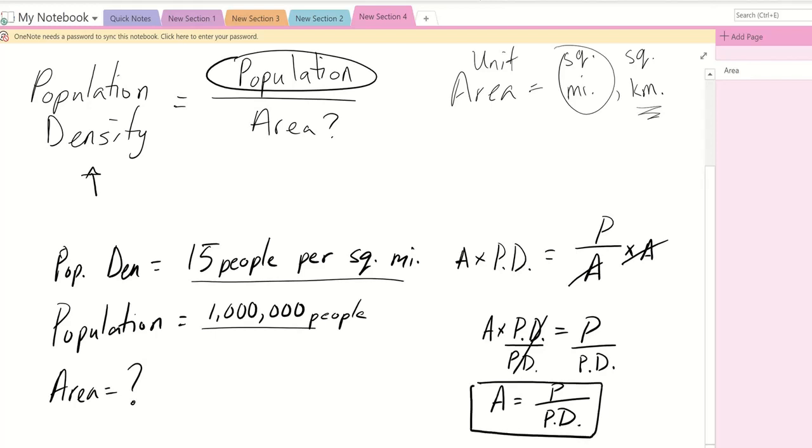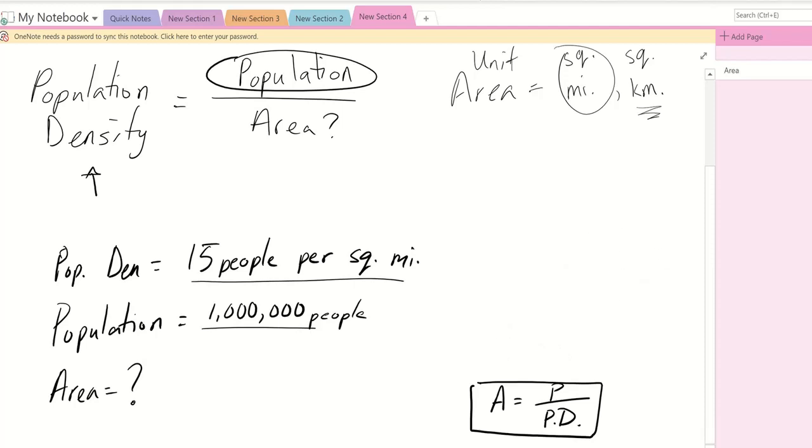So that's the formula, right? When you're looking for area, area is equal to population over population density, right? So let me erase this and use our new formula that we have. So A is equal to population, and population is 1 million people divided by population density, that's 15 people per square mile.